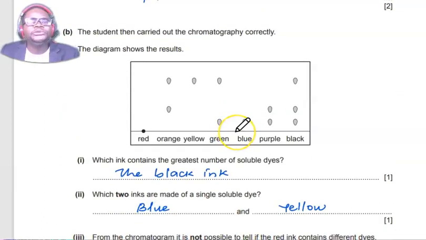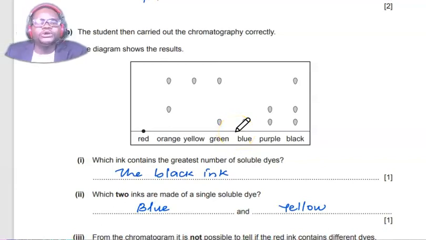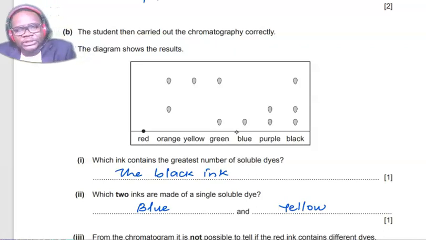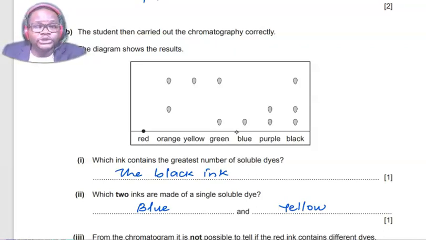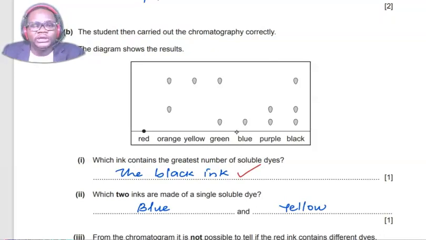Now, it says which ink contains the greatest number of soluble dyes. Simply, how do you identify ink that contains the greatest number of soluble dye? You have to count the number of spots that each of the inks was separated into. So you have the black ink here separated into 3 spots, and no other ink was separated into 3 spots. The other level we have is 2 spots and 1 spot. So black ink is the one separated into 3 spots. So it's the greatest number of soluble dye.